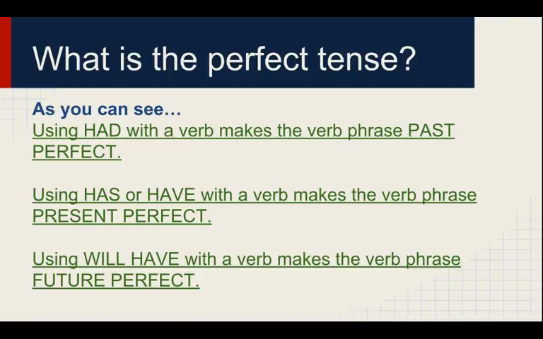Using had with a verb makes the verb phrase past perfect. Using has or have makes the phrase present perfect. And using will have makes it future perfect.